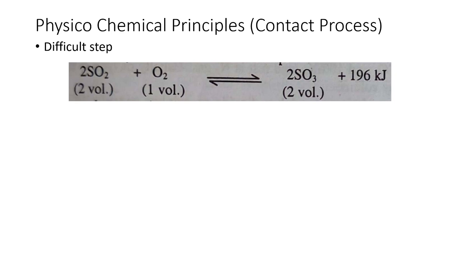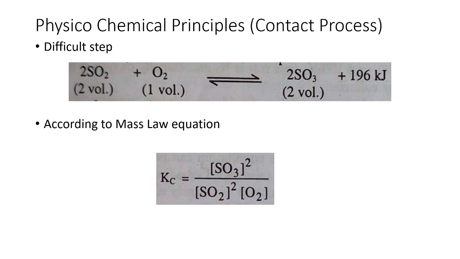Now this is a reversible reaction. So according to the mass law equation, the equilibrium constant for this reaction is given by this equation. This reaction is reversible and the forward reaction is exothermic, with a decrease in volume when sulfur trioxide is formed. Hence, according to Le Chatelier's principle, low temperature, high pressure, and increased concentration of sulfur dioxide and oxygen should favor the formation of sulfur trioxide.